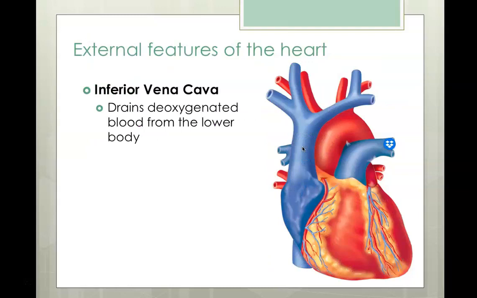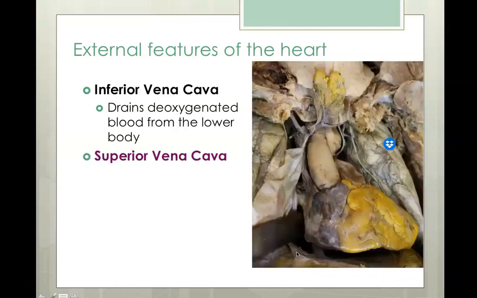So now let's also discuss your inferior vena cava, right? We can't just have a superior vena cava. And we're going to find this, of course, at the inferior end of the heart on the right side. And this is draining deoxygenated blood from the lower half of the body. And this will head over to your right atrium.